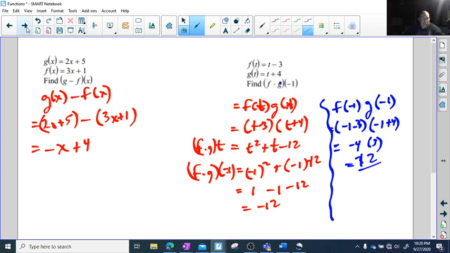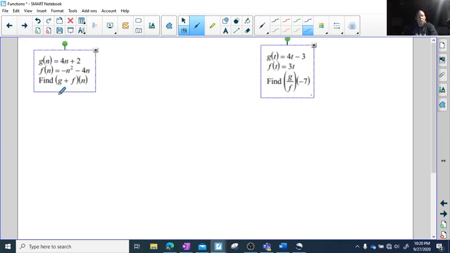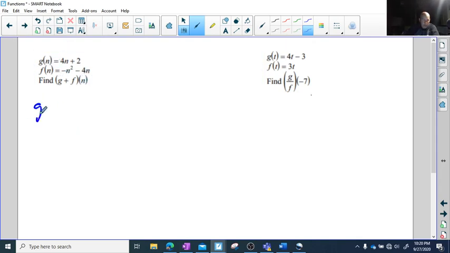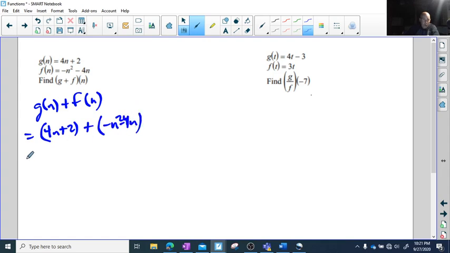If I look at the next two, this is another generic one, so it's just add a variable n. So it wants us to do g plus f of n. That wants us to take g of n and add it to function f of n. Well, g of n is 4n plus 2. I'm going to add to that function f of n, which is negative n squared subtract 4n.